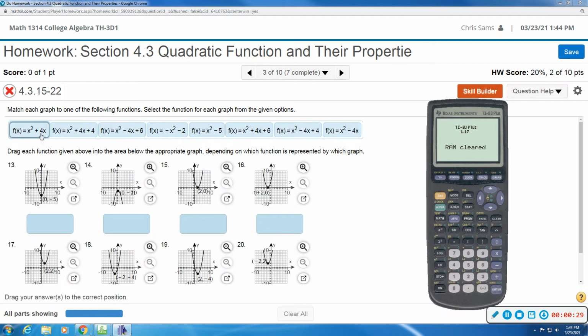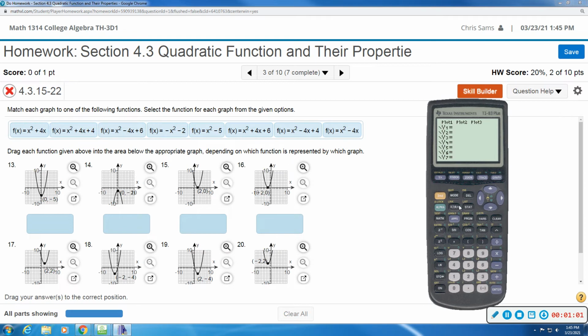So let's first do the y-intercept. This graph would cross at 0. We don't have a constant term. Now, there is also one more that has a y-intercept of 0. That would be this one. So we've got two equations that cross the y-axis at 0. The difference is one has a minus 4x, one has a plus 4x. All right, so let's graph it. I want you to see the difference in these.